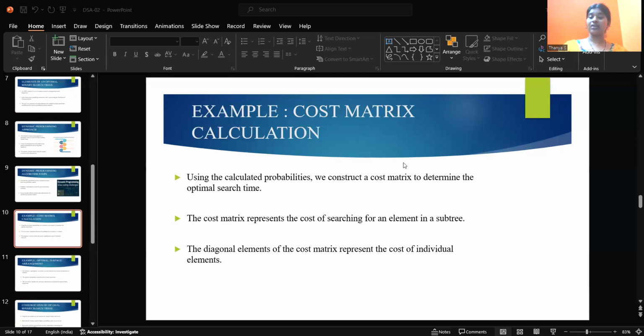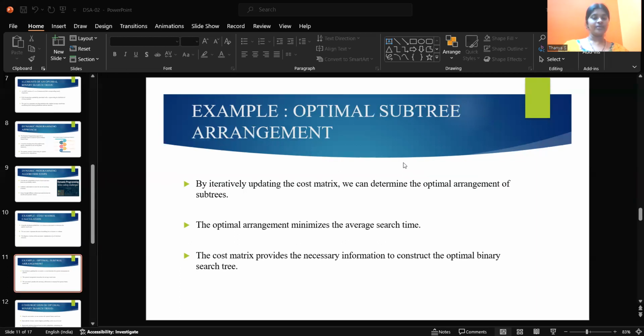Example, cost matrix calculation. Using the calculated probabilities, we construct a cost matrix to determine the optimal search time. The cost matrix represents the cost of searching for an element in a subtree. The diagonal elements of the cost matrix represent the cost of individual elements. The next example is optimal subtree arrangement.